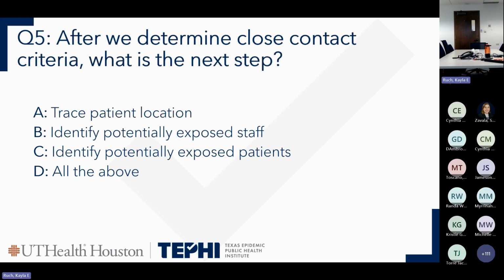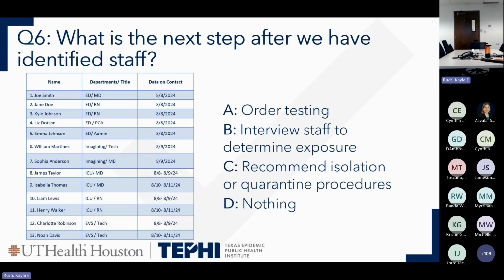Okay, after we've determined what our close contact criteria is, which plays into our exposure criteria, what is our next step? Do we trace the patient, identify potentially exposed staff, identify potentially exposed patients, or D, all of the above? So this is kind of a tricky question. The next step is A, we trace the patient's location, because based on that will tell us our patient and staff exposure, but D is also an appropriate answer too.